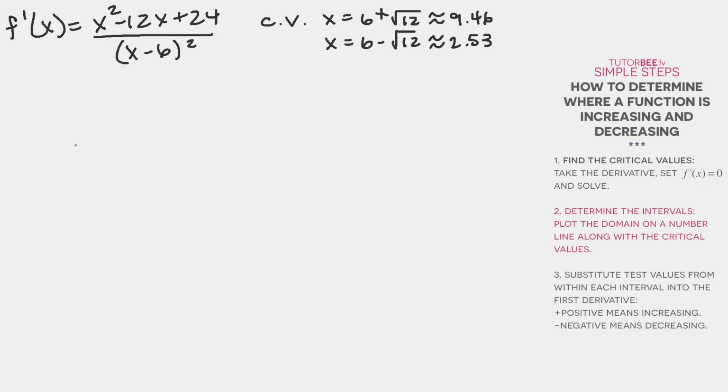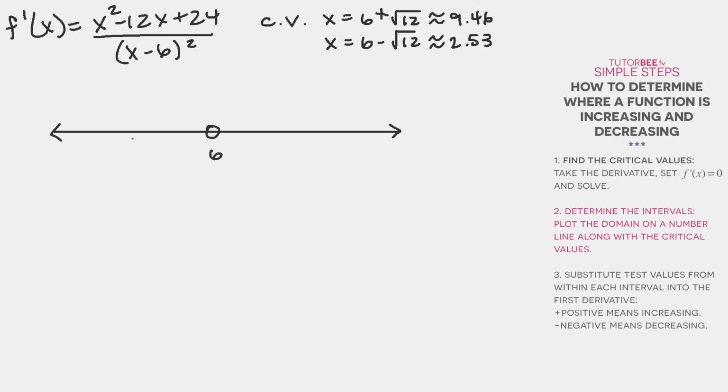Okay, so let's move on to step 2, and we'll figure out our intervals. Let's plot the domain and the critical values on a number line. So let me draw the number line here. We can see from our domain that we're only missing 6 because of the vertical asymptote there.